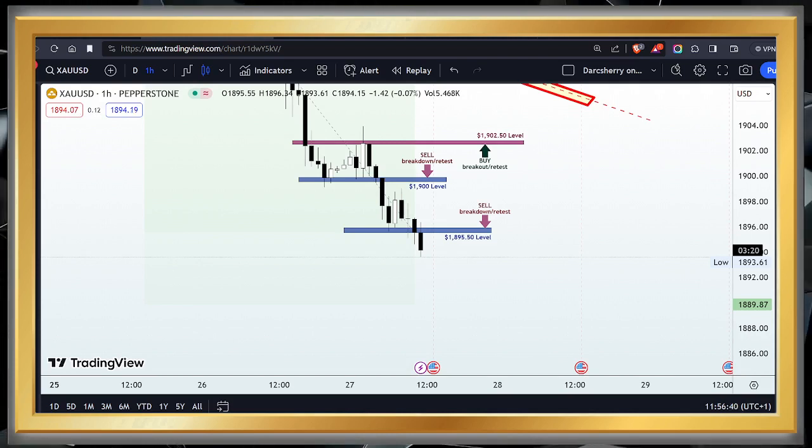Let me see. I'm already out of time here, but I could still squeeze in one more pair which I wanted to share with you, and that is the USDJPY. Let's see what happens anyway.